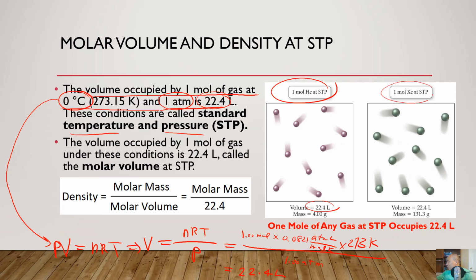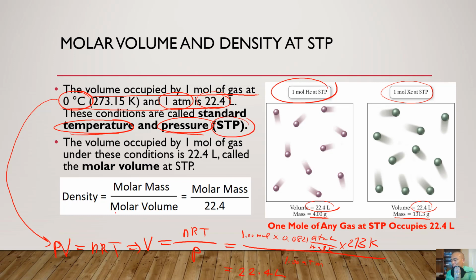And 1 mole of xenon gives you 22.4 liters. But the mass is different. This just tells us the volume is the same, but mass is different. Then the density, which is mass over volume, will be different. How do we calculate the density under the standard temperature and standard pressure, or so-called STP?